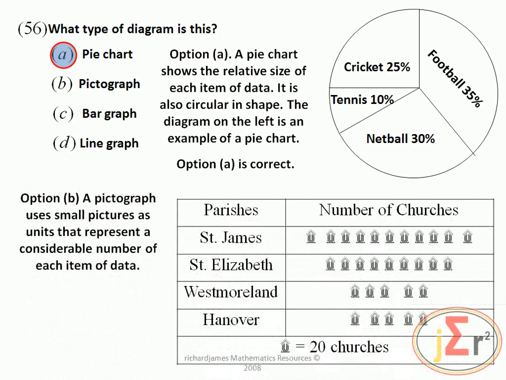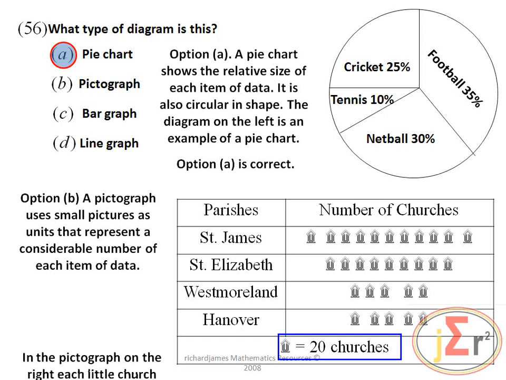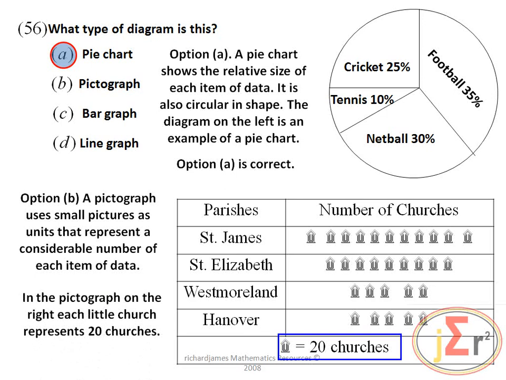Option B, a pictograph uses small pictures as units that represent a considerable number of each item of data. There we have it: a small picture representing a considerable number of each item of data. And what do we see there? In the pictograph on the right, each little church represents 20 churches.